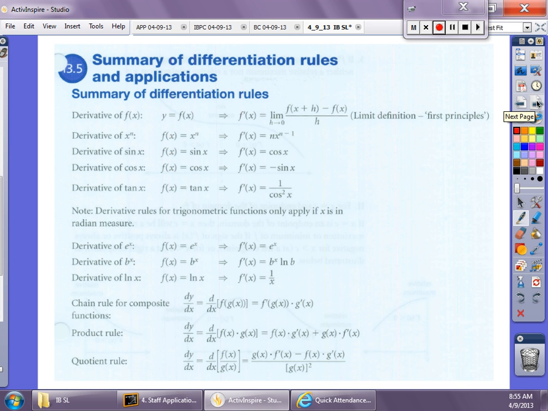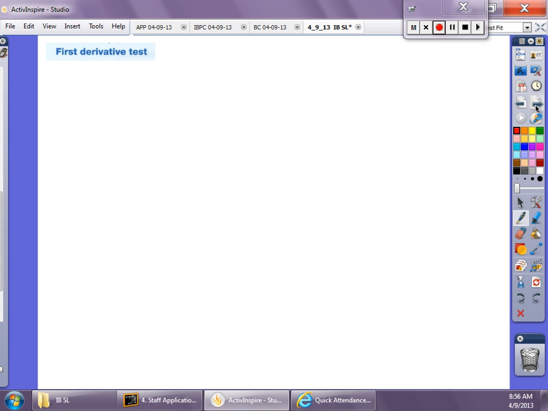These are all your derivatives. It was nice to kind of have them in one place, so I wanted to show you that. It also gives you what they call the first principles, the difference quotient of a derivative. So that's there. And then I just wanted to make sure to quickly go over your first derivative test and second derivative test, which you did with Mr. Ish.